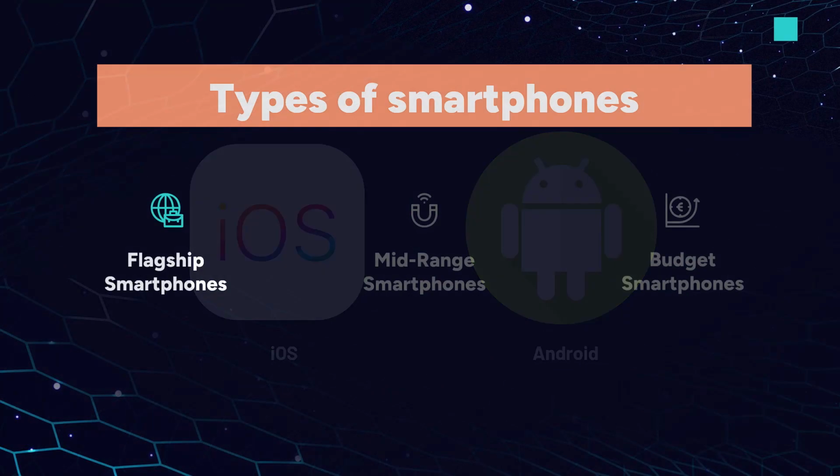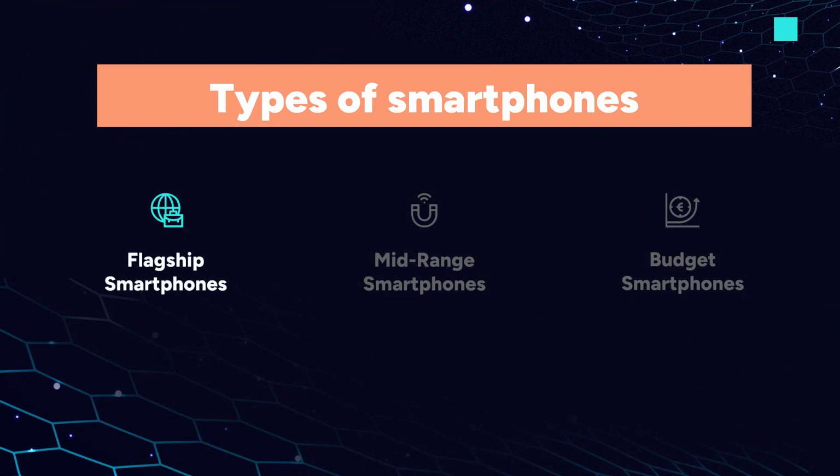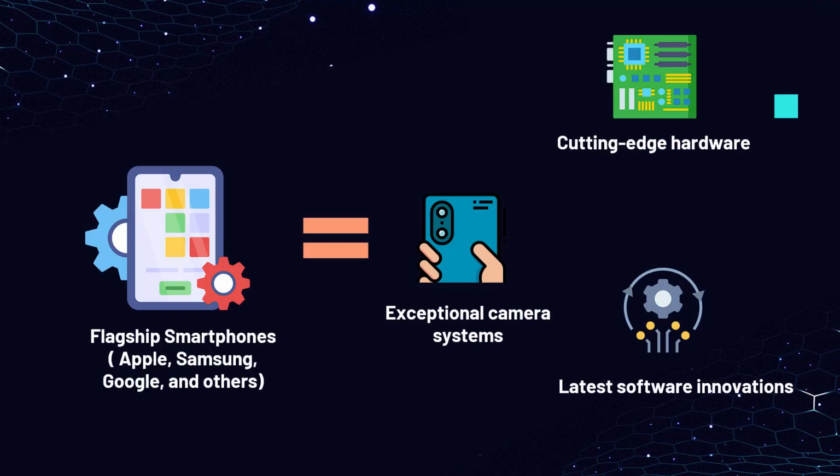Smartphones come in a wide range of models and prices, catering to different needs and budgets, and can be categorized under different categories such as flagship smartphones. These are top-of-the-line devices offered by leading manufacturers like Apple, Samsung, Google, and others. They feature cutting-edge hardware, exceptional camera systems, and the latest software innovations.